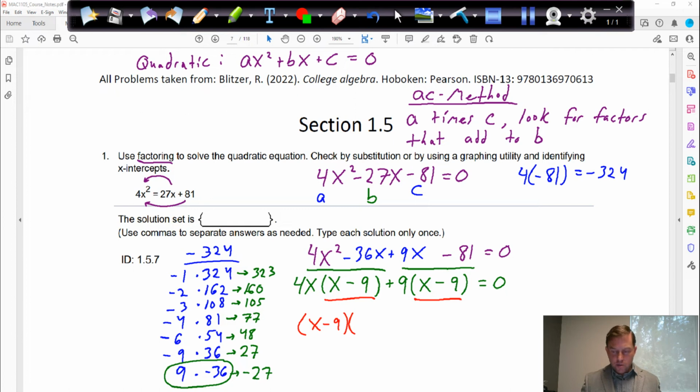And we're going to get two bubbles. One is the x minus 9. In the second bubble, you write whatever's left. So what's left is 4x plus 9, 4x plus 9. And we're still setting all this equal to 0.